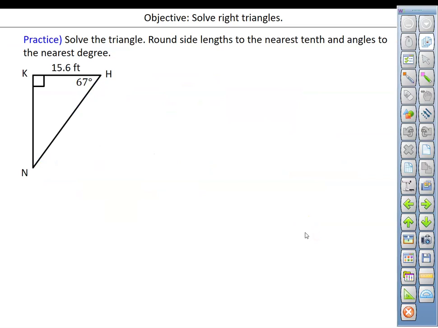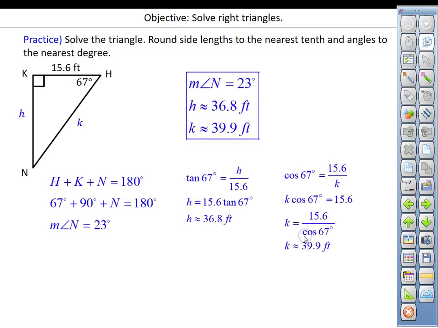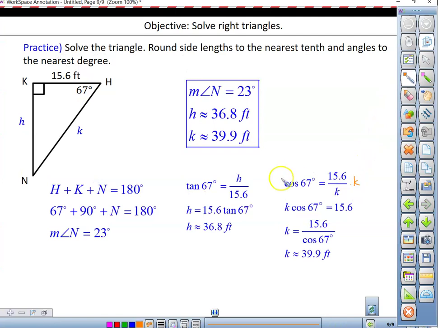Here's another practice problem you can give a try. And so here are your solutions to this one. Angle N is exactly 23 degrees. It's a tangent ratio using your 67 degree angle, which was given, of h over 15.6, and it's a cosine ratio using the 67 degree angle of 15.6 over k to find side k. So again, you'd have to multiply both sides by k and then divide both sides by the cosine of 67 degrees to solve for k, which is about 39.9 feet in this case.